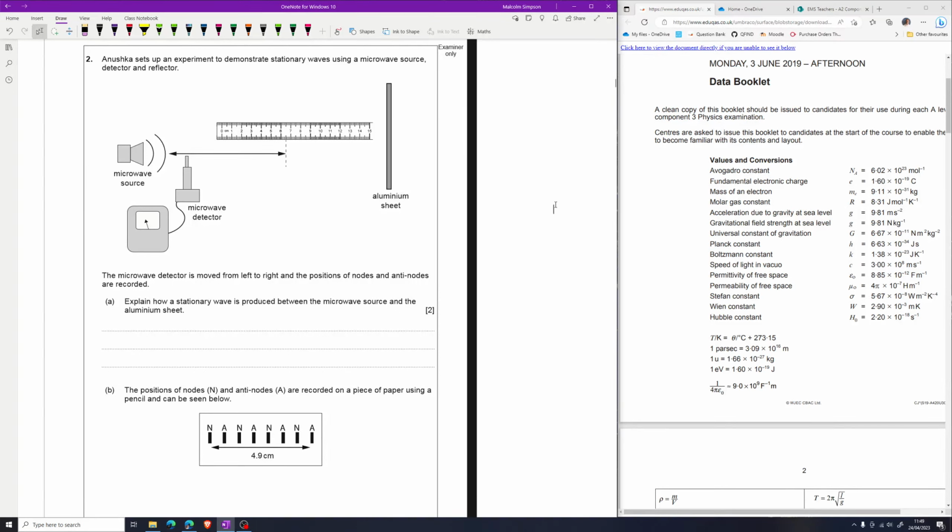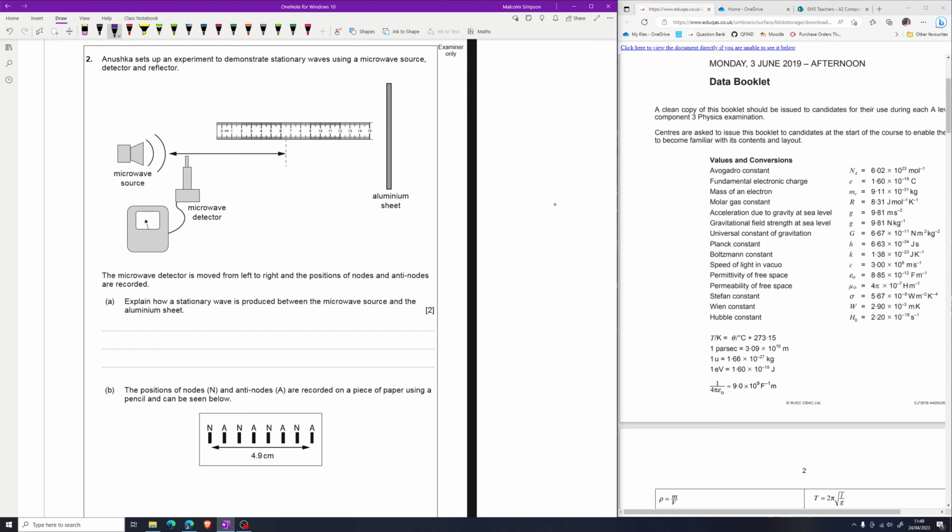Okay, question 2. Anushka has set up this experiment to demonstrate stationary waves using a microwave source, a detector and a reflector. So what's happening here? We've got our source, and an aluminium sheet that's going to reflect the waves back, so the sheet acts like a source that's coherent with this one because it's reflecting it. So we've got two sources, and we get a stable interference pattern that's called a stationary wave. The microwave detector is moved from left to right, and the positions of nodes and antinodes are recorded.